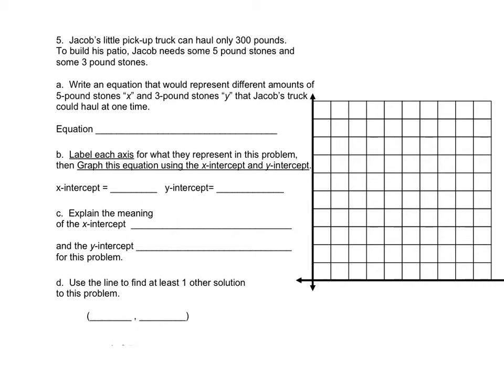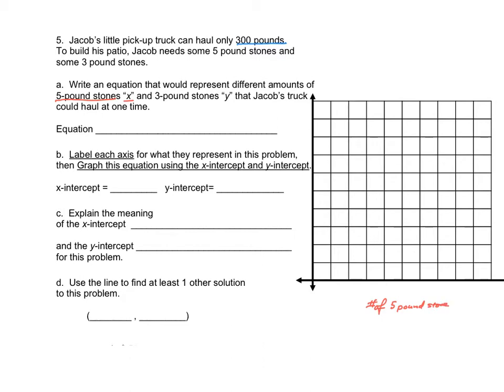Now, somebody had a question about this one. This is very similar to the thistle seed, sunflower seed problem because we don't have dollars this time, but we have total pounds. We have a total of 300 pounds. Okay? Now we have some 5-pound stones. Let's say X is the number of 5-pound stones.